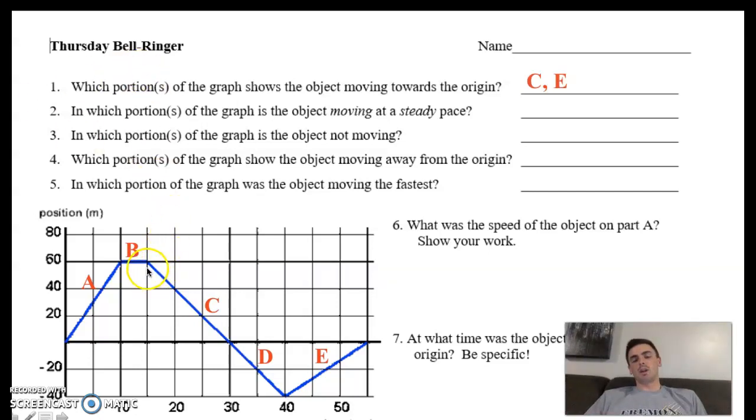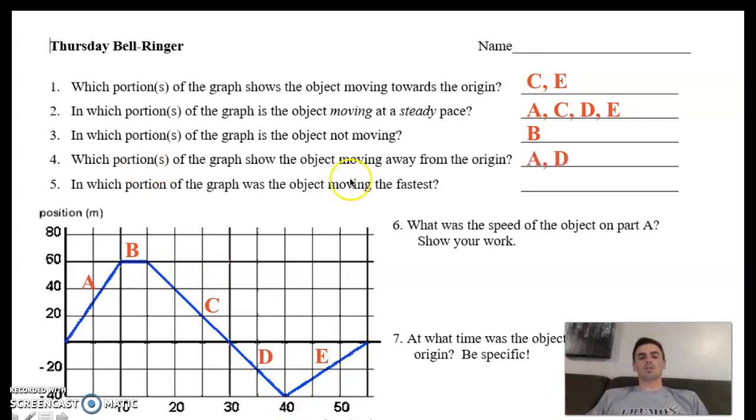At part C, we are walking back towards the origin, and at part E, we are walking back towards the origin. That's it. Number 2 says, at which point is it moving at a steady pace? Now look at what's italicized. Moving means moving. Steady means it's a straight line and it's not curved, okay? So that would be part A, because it's moving at steady pace. C is moving at a steady pace. D is moving at a steady pace. And E is moving at a steady pace. B is not moving, which is number 3.